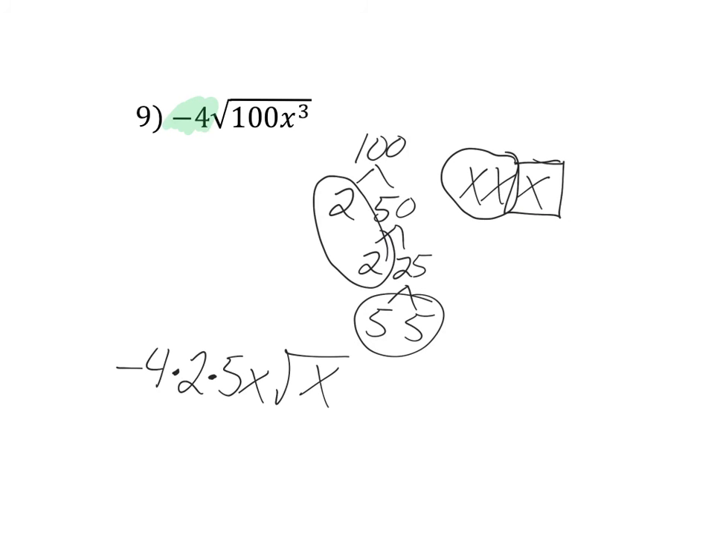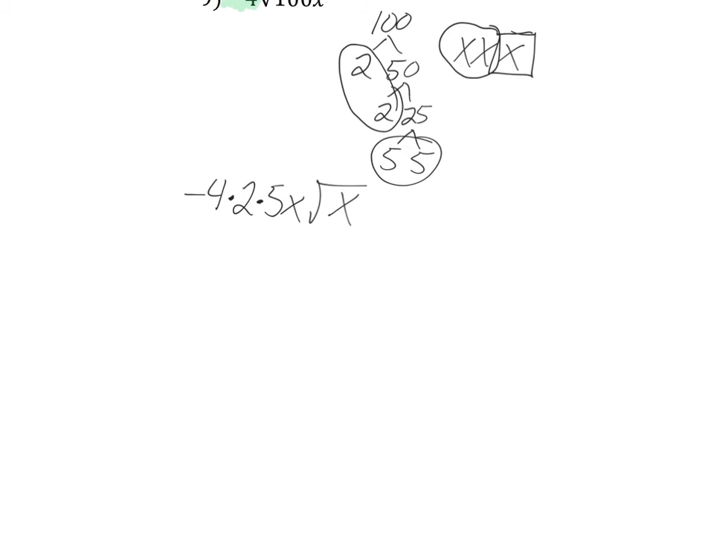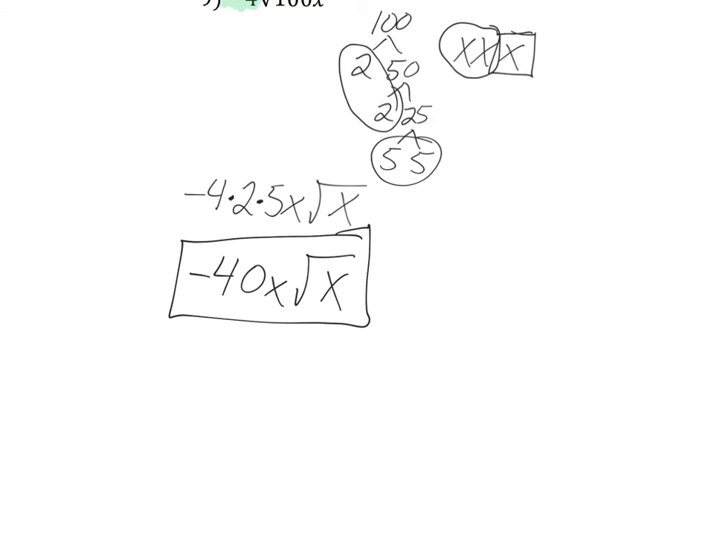So, we have -4 times 2, so that's -8. Times 5. -8 times 5 is -40x radical x. That is what we are looking for.